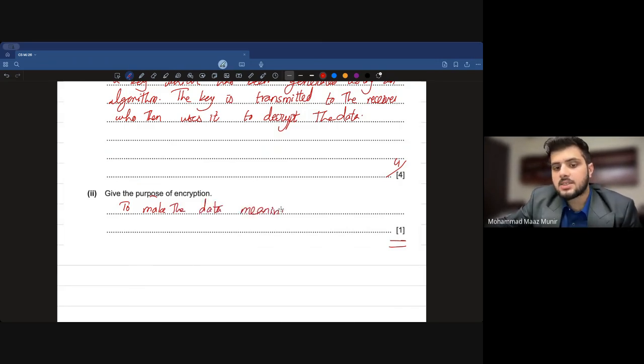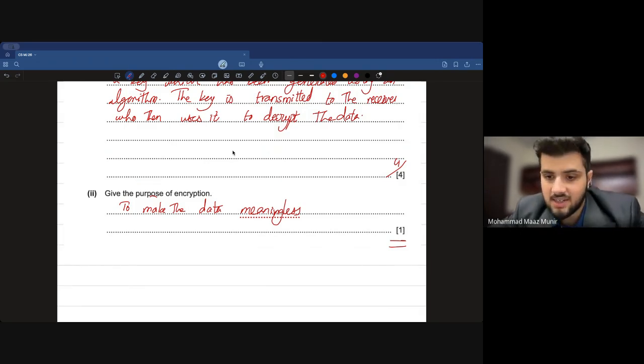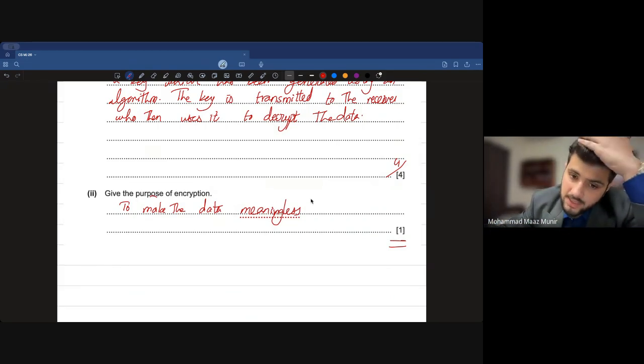Now, in some marking schemes, you're going to find the point stated not just as to make the data meaningless, but also to make the data secure. Now, it's recommended to write the meaningless point because it's used more often.